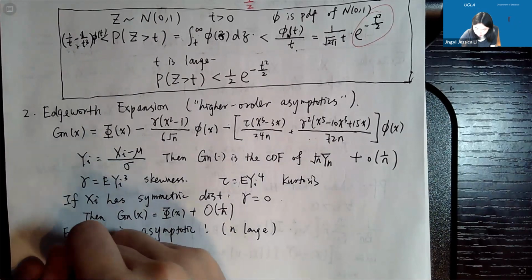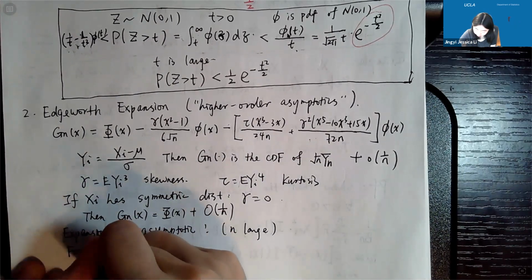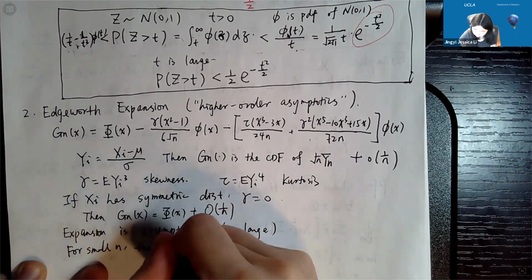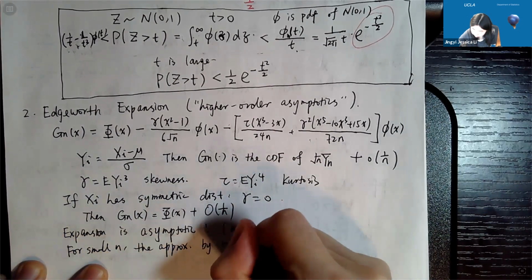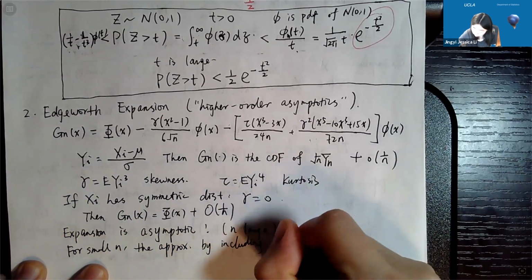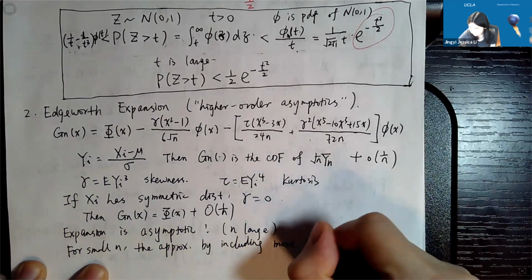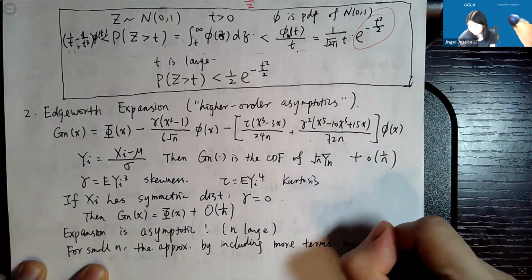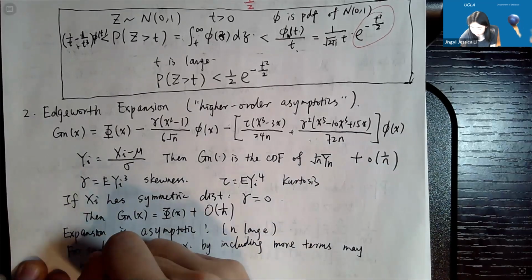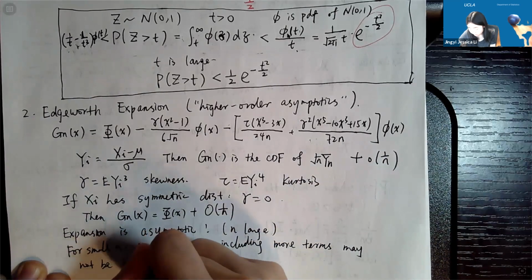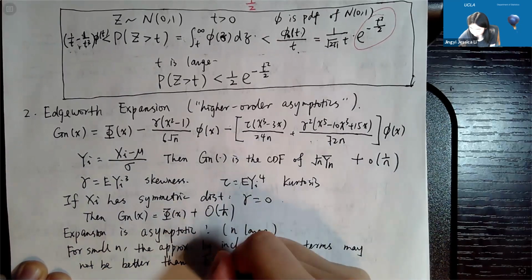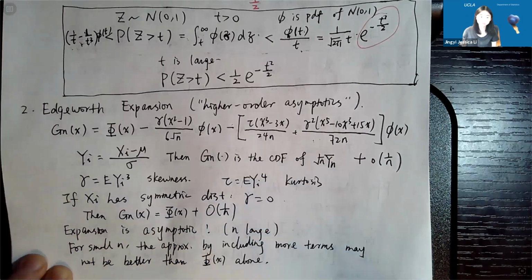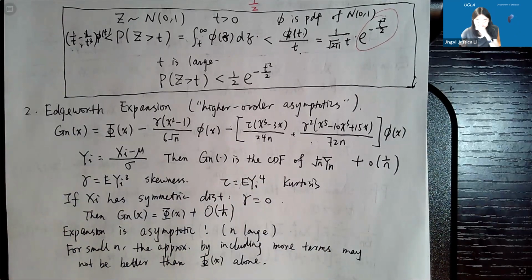So for small n, the approximation by including more terms may not be better than this phi(x) alone. That's the key message. So just be aware that everything is asymptotic when n is large.